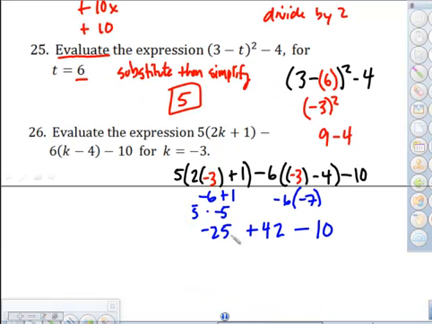Okay, so what I would do is, well, actually, couldn't I just go 42 minus 10 real quick to make that 32? Then we've got 32 is positive, and then the 25 is negative. So that means we're going to subtract. And when we subtract, we end up getting positive 7. Okay?